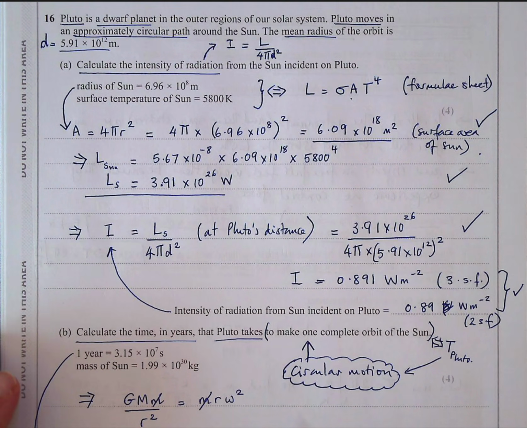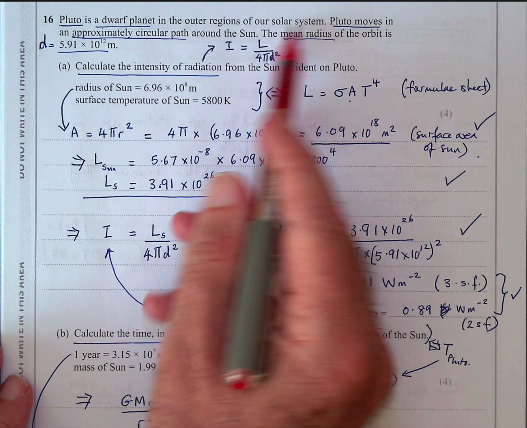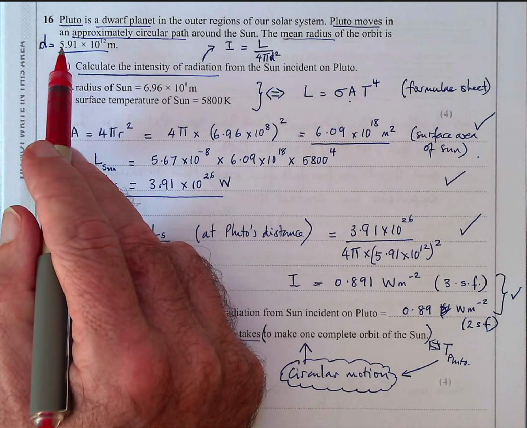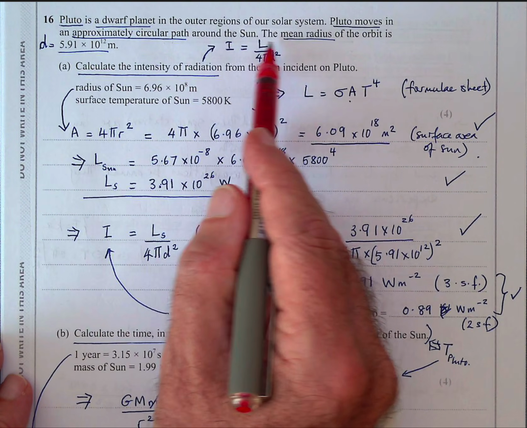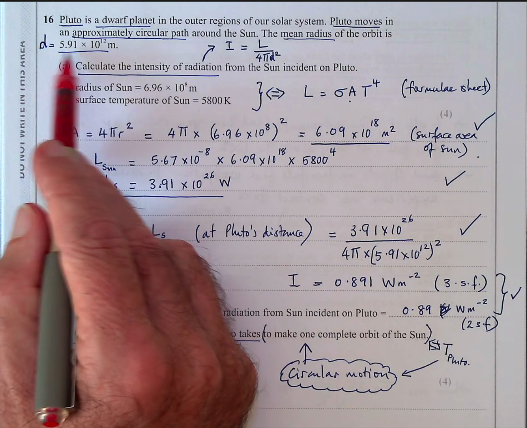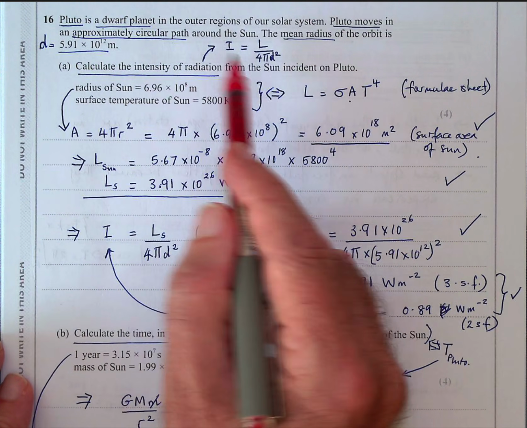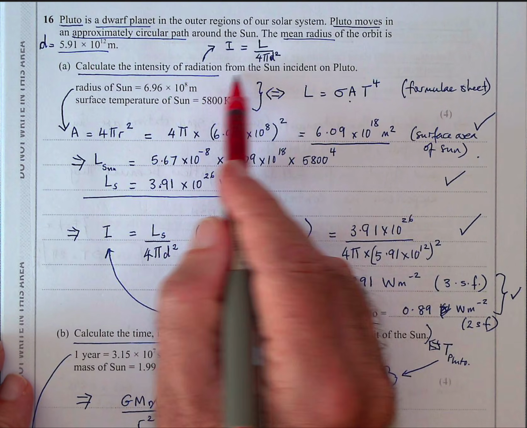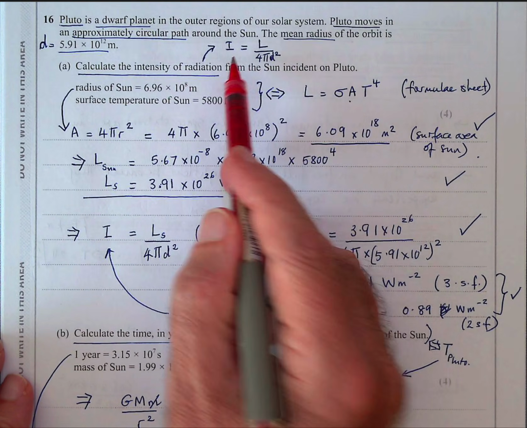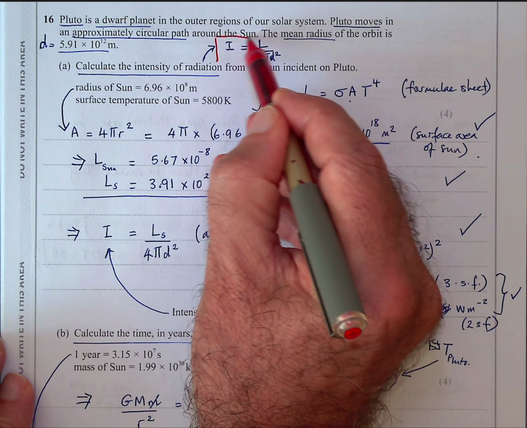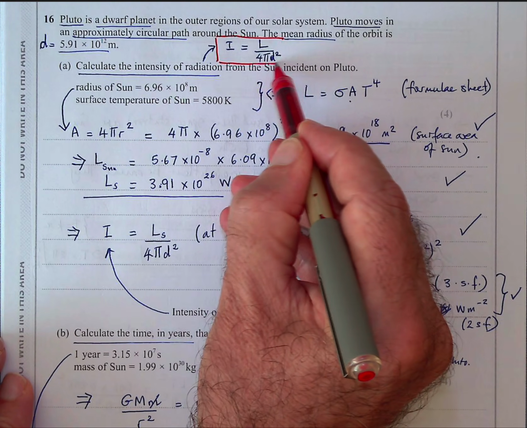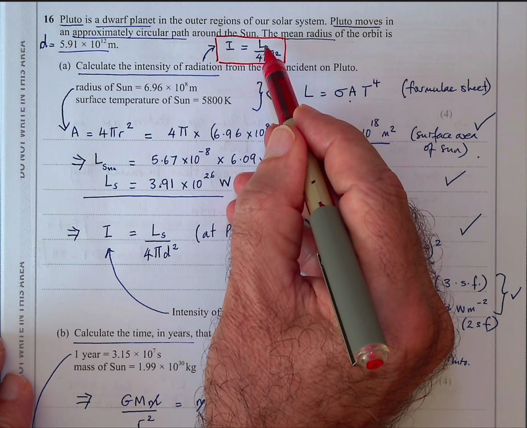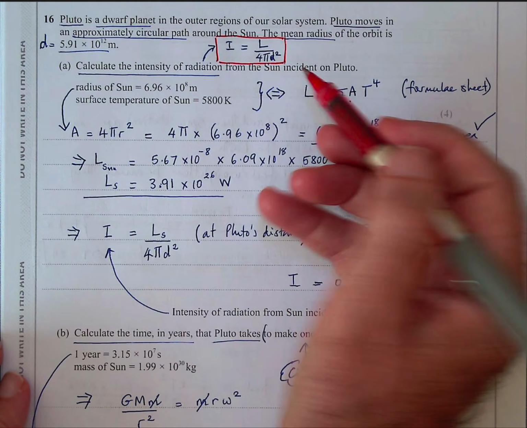Okay, so Pluto is a dwarf planet in the outer regions of the solar system. Pluto moves in an approximately circular orbit around the Sun. The mean radius of the orbit is given as this distance. To calculate the intensity of radiation from the Sun incident on Pluto, there is an equation on your equation sheet which shows the intensity of a luminous object at a certain distance: the inverse square law.